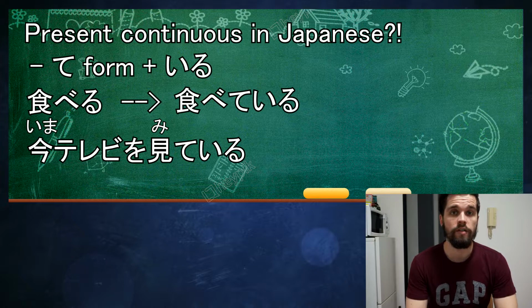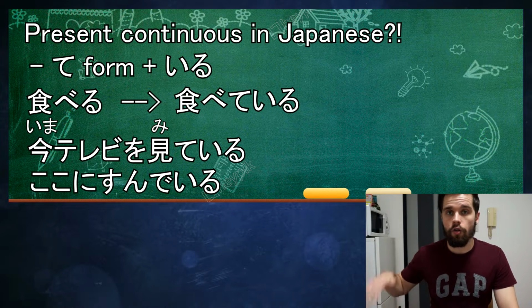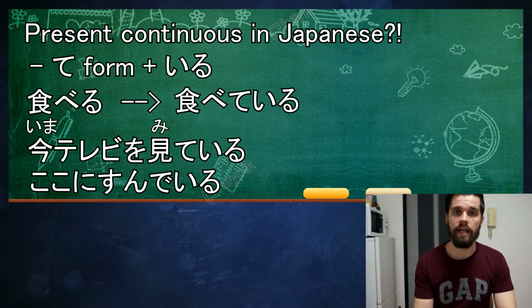So if you have sumu, which means to live, and you want to say I'm living here right now, you can just say koko ni sundeiru. You take the te form, which is sunde, and add iru.